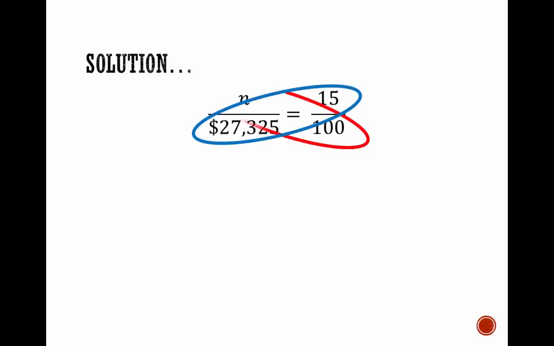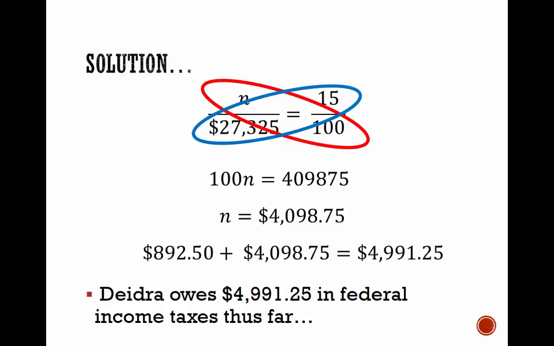We're going to set up our nice proportion and cross multiply to figure out what the taxes owed at the 15% marginal tax bracket are. We get our one-step equation, and we see that Deidre owes $4,098.75 in taxes for that bracket. But remember, she also owed from the earlier tax bracket, so thus far, Deidre owes $4,991.25 in federal income tax. Remember, she has paid taxes on a taxable income of $36,250 thus far. But if you recall, her taxable income was $80,000. So we need to move on to the next tax bracket.